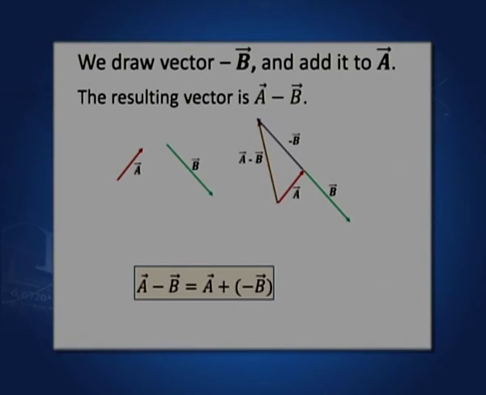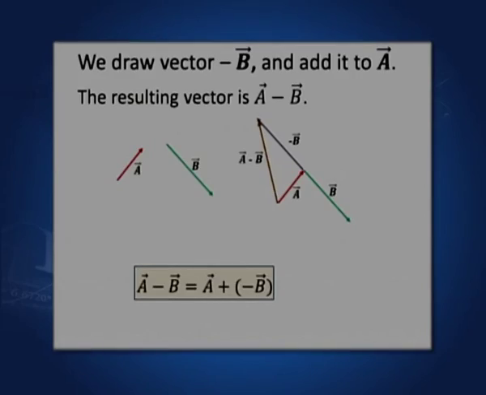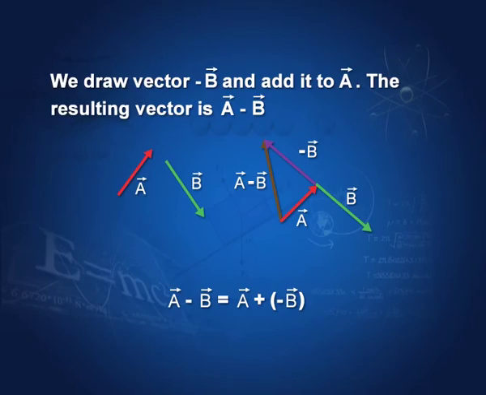Here it is. So, A minus B is actually equal to A plus minus B, and you can see in this case A minus B is not equal to B minus A. As in addition we had A plus B equal to B plus A, in subtraction we do not have A minus B equal to B minus A.